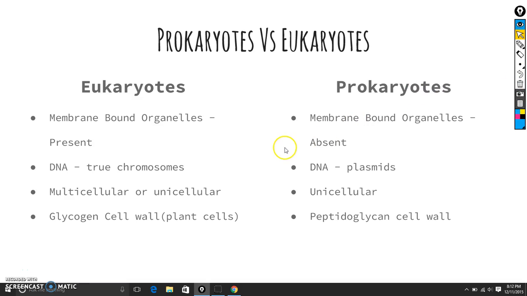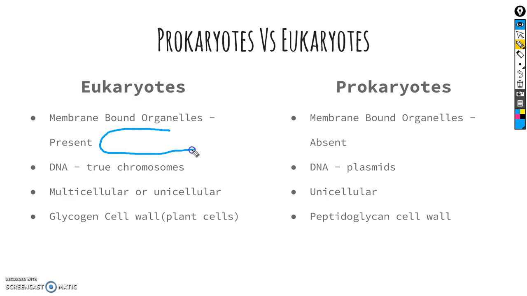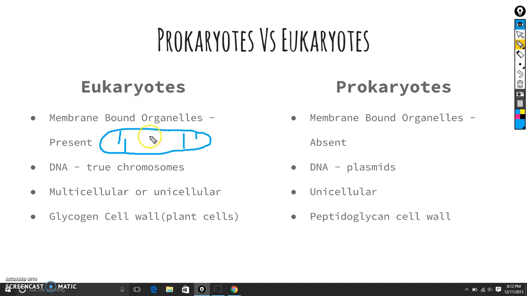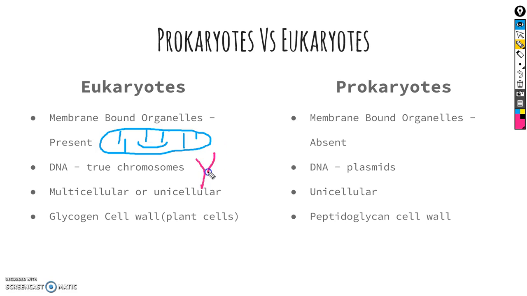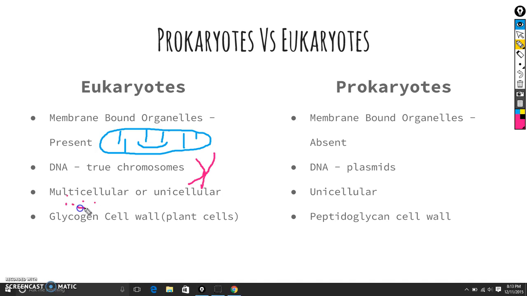Eukaryotes. Eukaryotes are cells that contain membrane-bound organelles, which are organelles found within the cell membrane that perform functions for the cell, and some have their own DNA. The DNA is held by X-shaped chromosomes, and humans have 23 pairs of chromosomes. The DNA is made up of a short arm, long arm, and a centromere. Eukaryotes can be either multicellular or unicellular, and eukaryotes can have a glycogen cell wall, but only in plant cells.